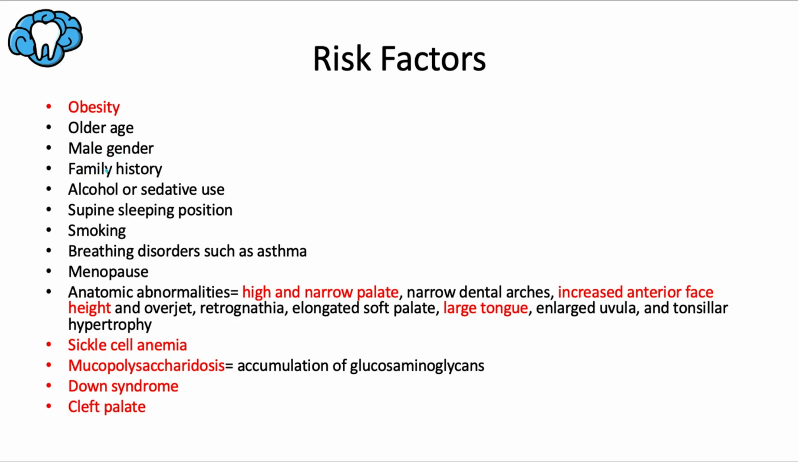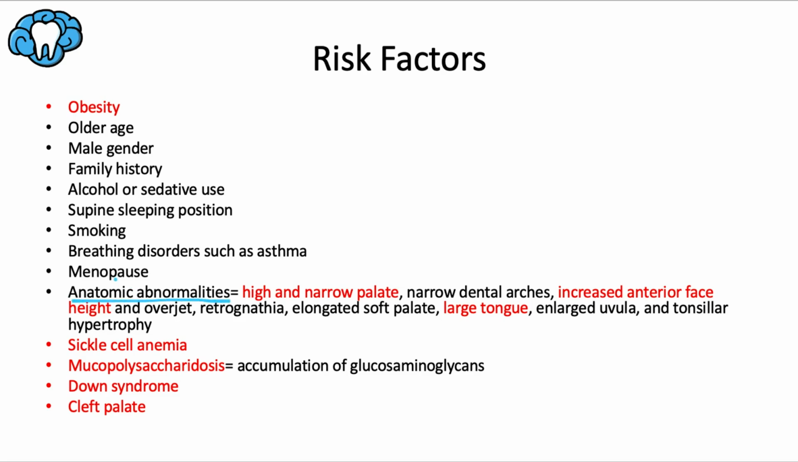A family history of OSA, alcohol or sedative use, especially around bedtime, a supine sleeping position, so laying on your back is worse for OSA, and that's why they often recommend rolling to your side to help stop snoring. Smoking is a risk factor, breathing disorders such as asthma or COPD, menopause due to the change in sex hormone levels. And then next we have anatomic abnormalities.